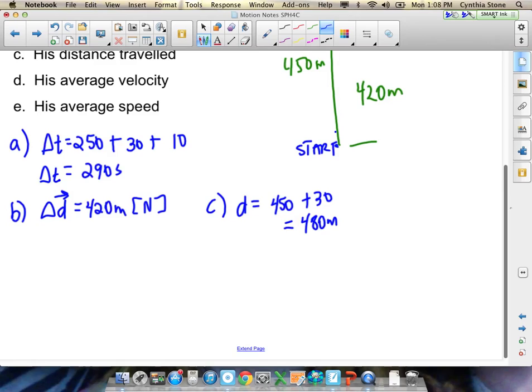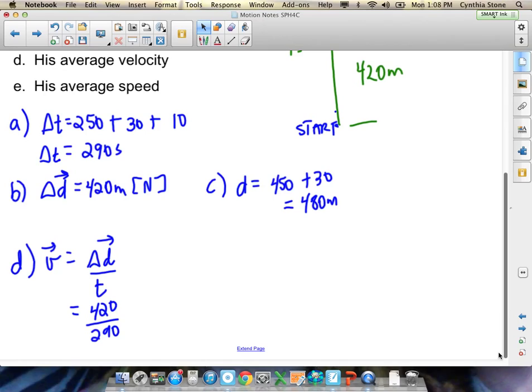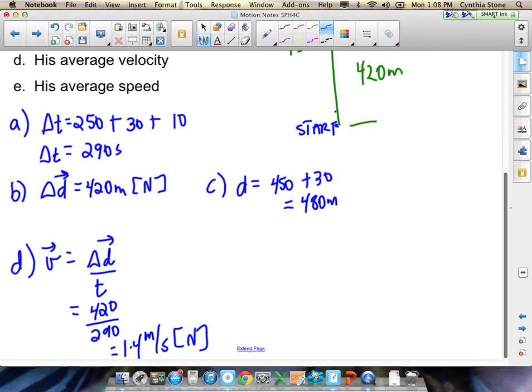Okay. So for D, V equals delta D over T. So that'll be 420 meters north over 290 seconds. And we'll say that's north. In part E, his speed is distance over time. So there you use the 480 meters.